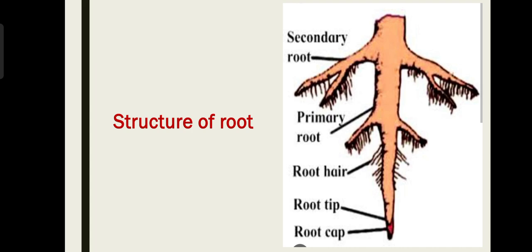Root hair. Hair-like processes near the root tips are called root hairs. Root cap. The tip of the growing region of the root is covered by a cap-like structure. This is the root cap, which protects the root tip from injuries.